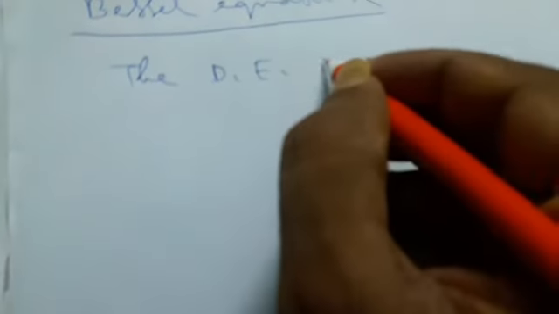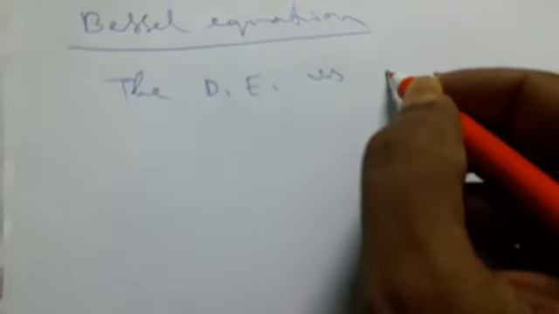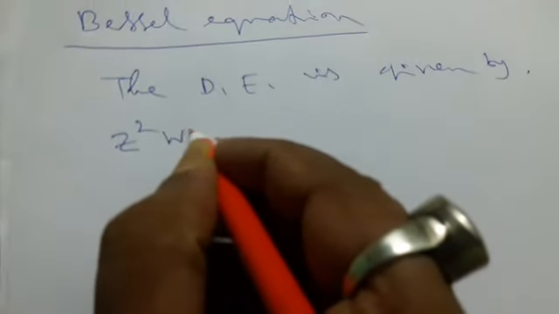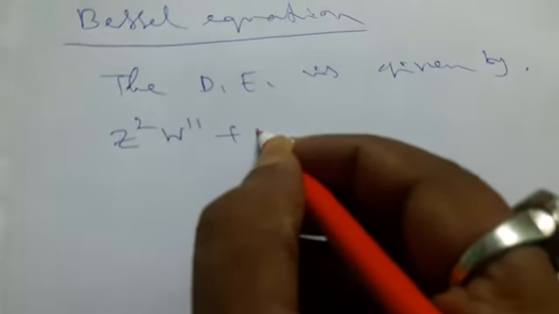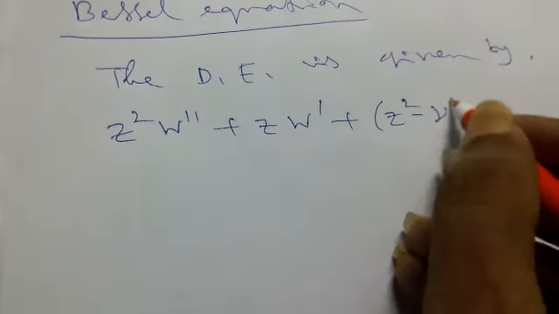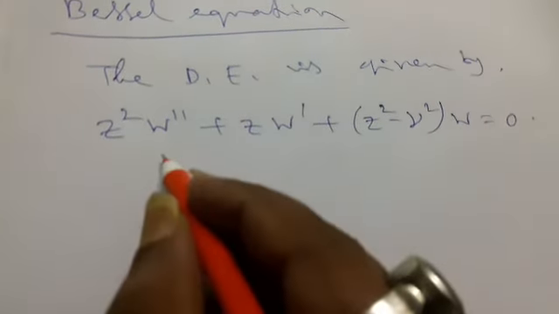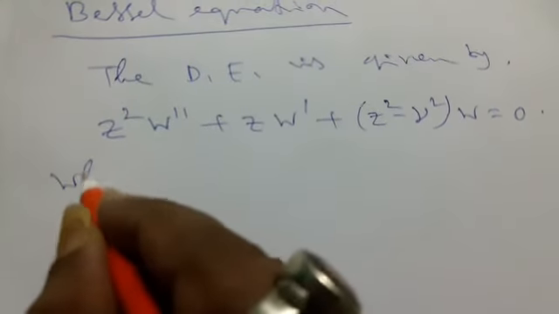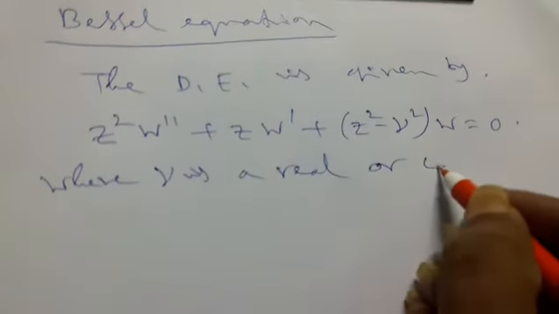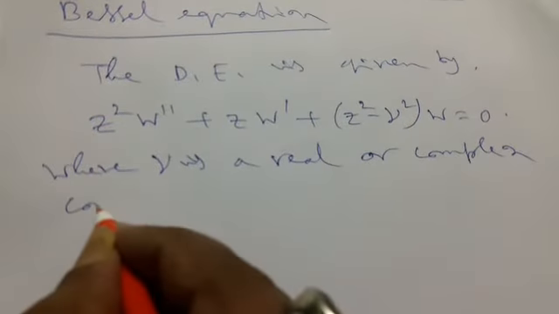Bessel's equation. And this Bessel equation, the differential equation, is given by z square w double dash plus z w dash plus (z square minus gamma square) w equals to 0, where this gamma is a real or complex constant.